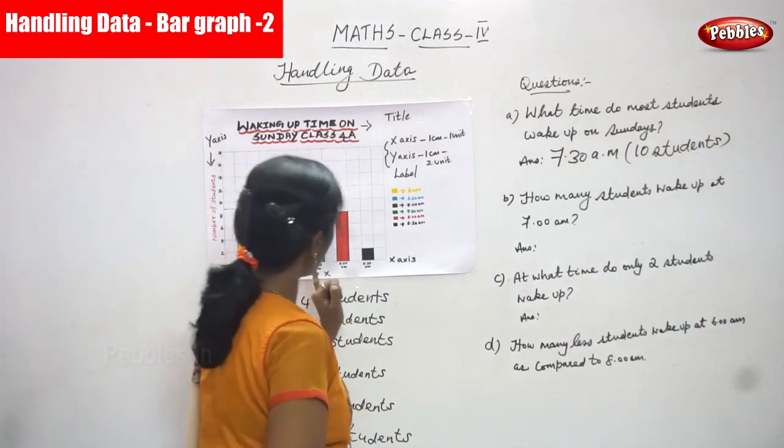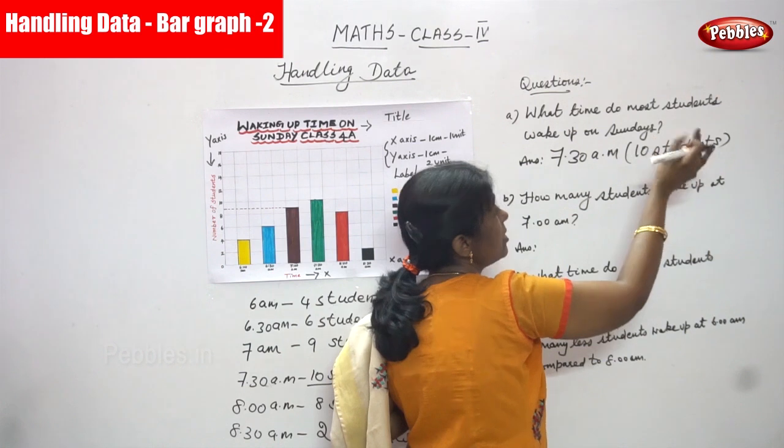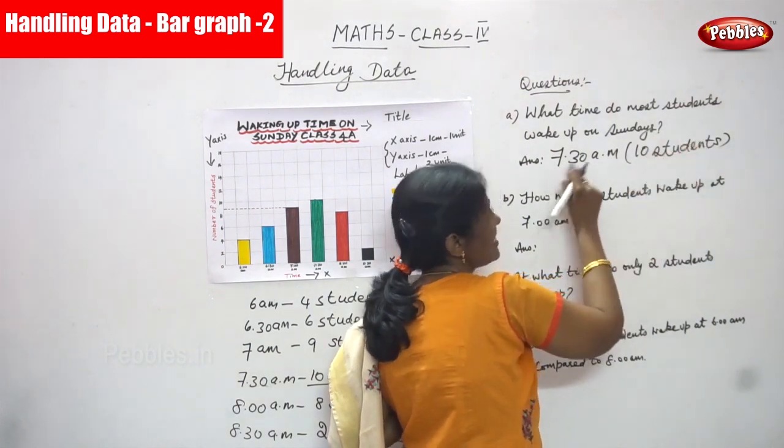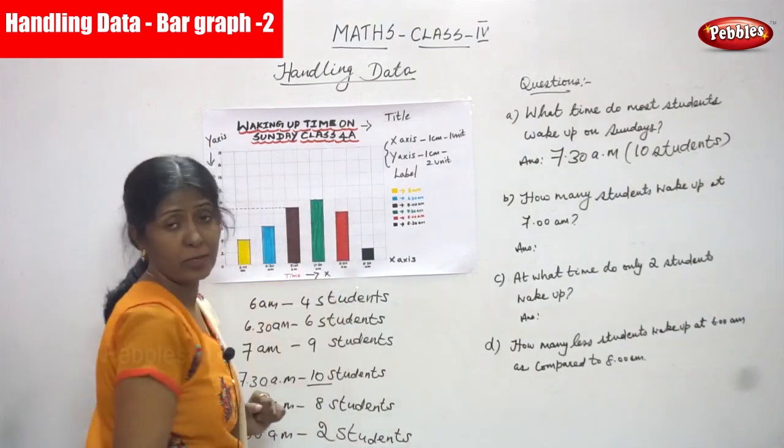On Sunday. So how many students? 10 students. So this is the higher number of students. So most of the students wake up at 7:30 a.m. on Sunday because this is a very tall bar graph.